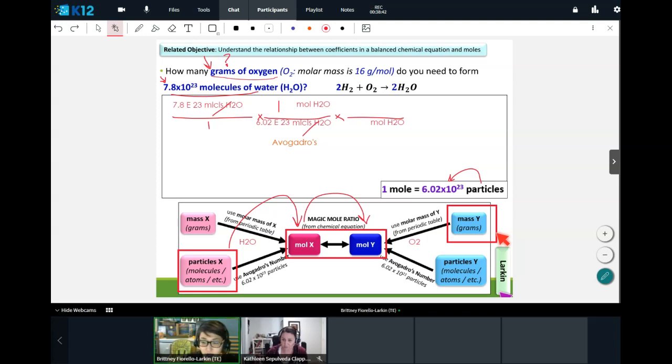Yeah, Shelves, I would definitely use Google Calculator if your calculator's not working for you with scientific notation, for sure.